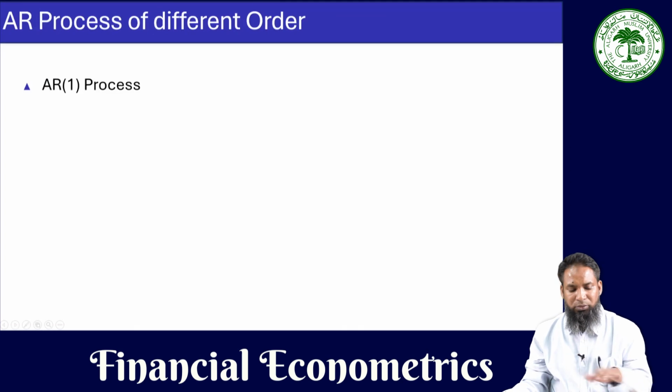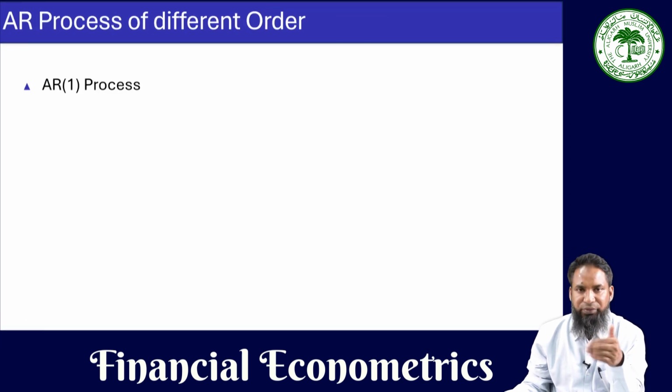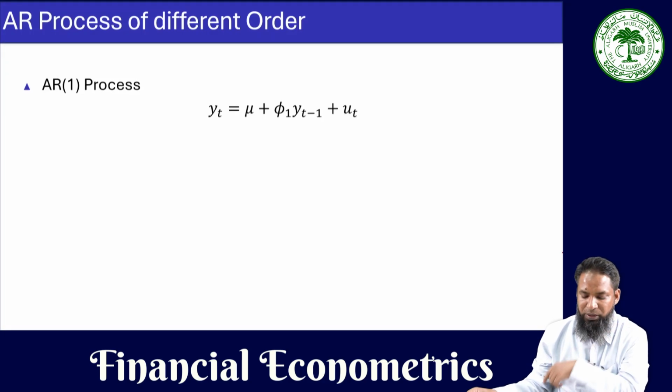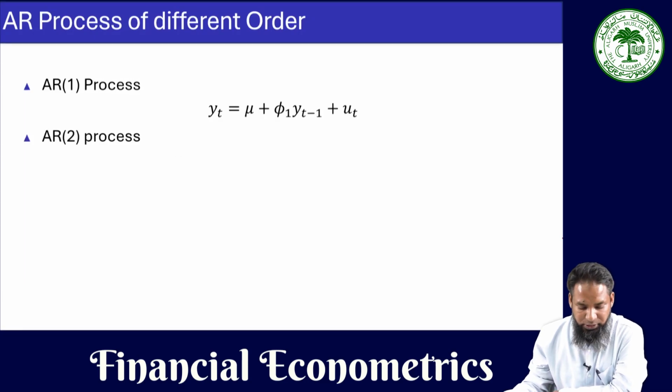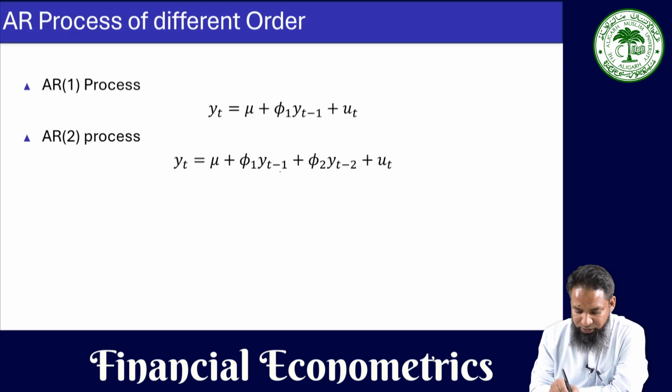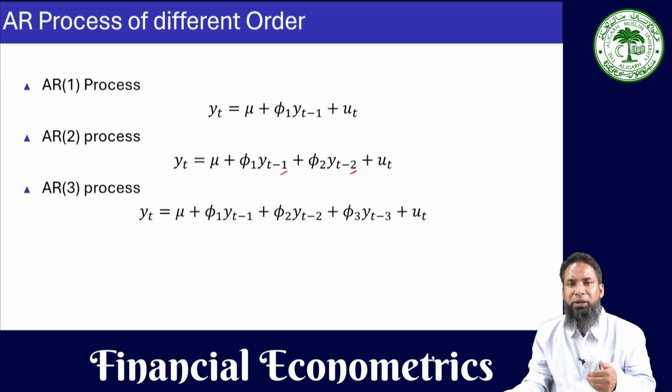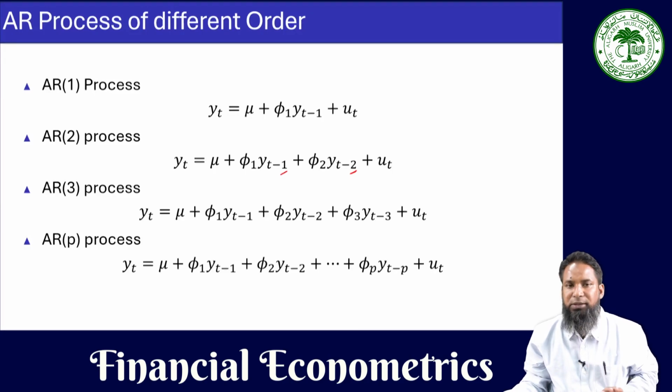Now, the autoregressive process can have different orders. So again, what is order? Order means the highest time lag associated with that process. Here the AR1 process is yt equals mu plus phi 1 yt minus 1 plus ut, so the associated lag is t minus 1. The AR2 process we can write like this, where the highest lag is 2. Similarly we can write AR3 like this, and if we continue, an ARp process, that is an autoregressive process of order p, can be written like this.